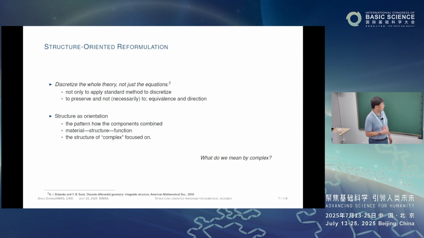They said we not only apply a standard method to discretize. We have to decide what to preserve and what not necessarily. We have to determine these issues. And also we have to keep the equivalence and find some direction to reformulate the problem. This is what we are going to do. So if we have this opinion in our mind, we will consider the structure as an orientation.